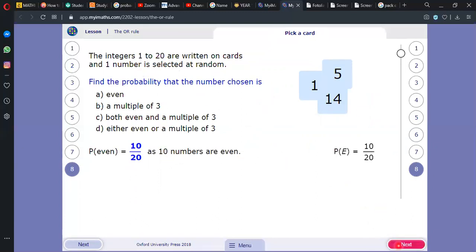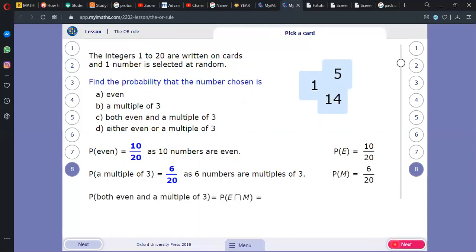Find the probability that it is a multiple of 3. That will be 6 over 20. Okay, because for a multiple of 3 between 1 and 20, you find out that you have only 6 of them, and that should simply be your 3, 6, 9, 12, 15, and 18. Only 6 of them. So the probability is 6 over 20.